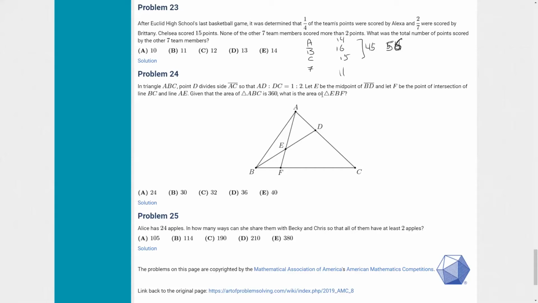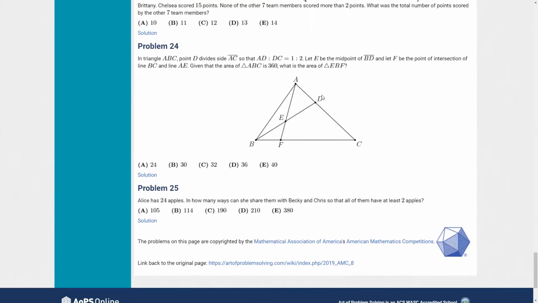So to answer the question, what was the total number of points scored by the other 7 team members? The answer is 11, B. So the answer for question 23 is B, 11.